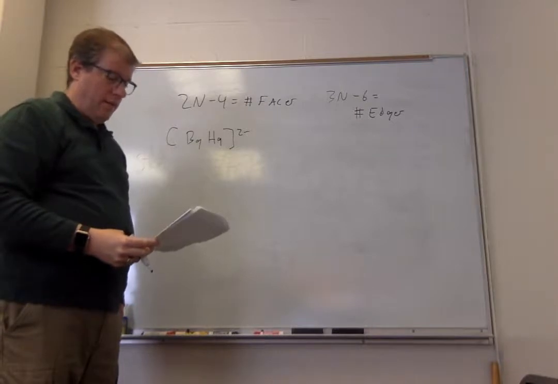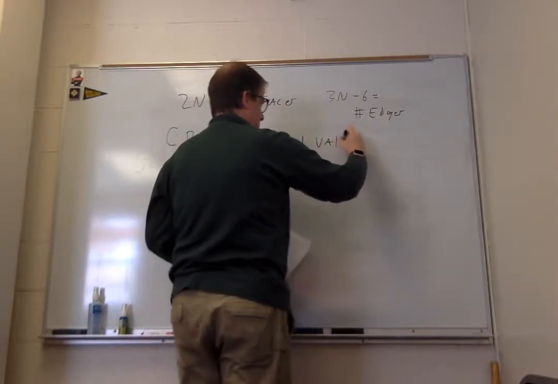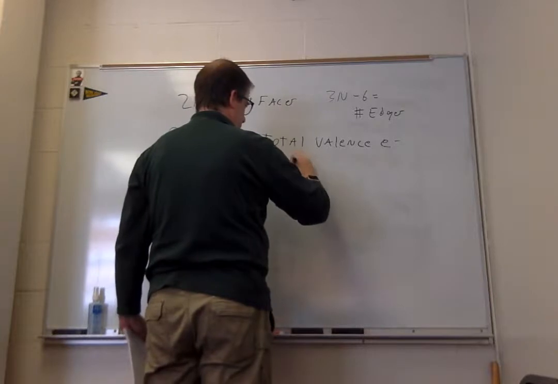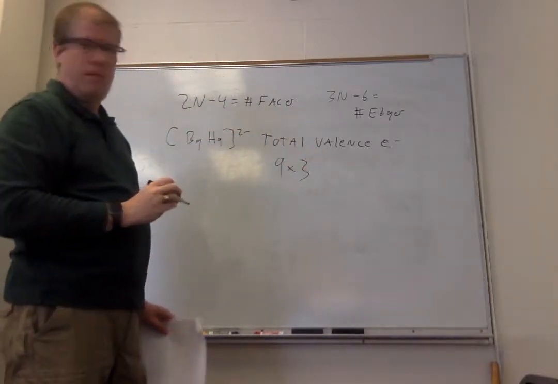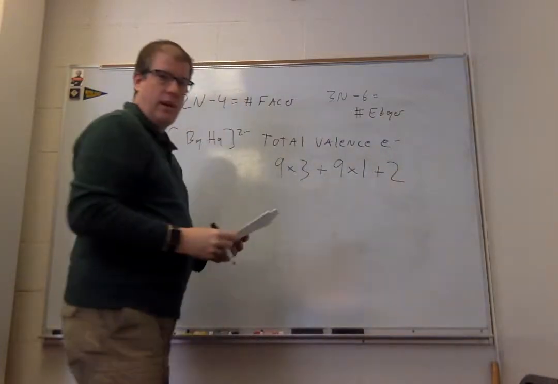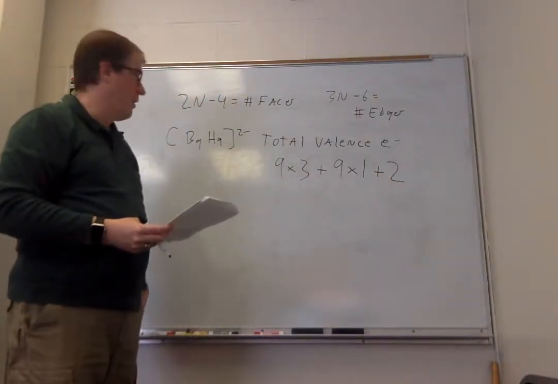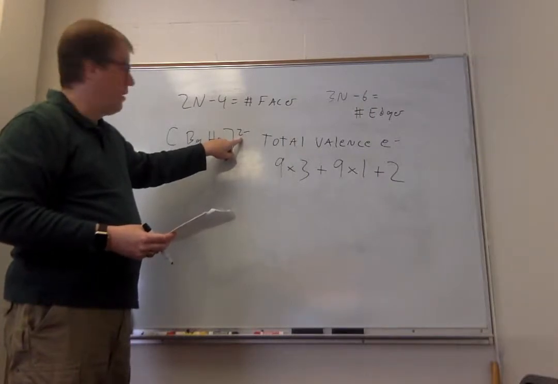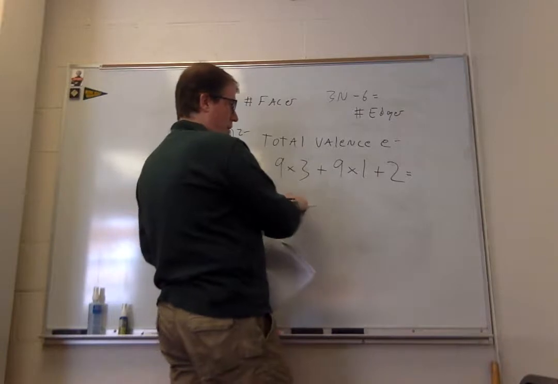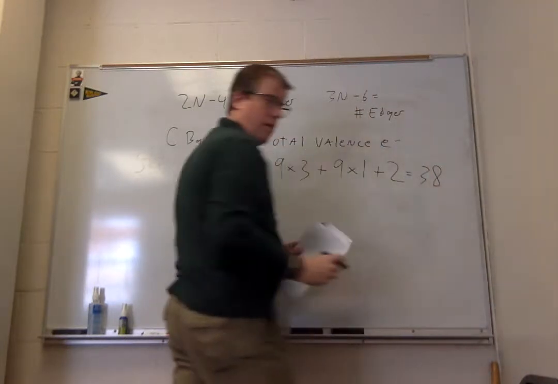B9H9 2 minus. So if we count the total number of electrons in this one, it's the number of borons, 9, times 3, plus the number of hydrogens, 9 times 1, plus 2. And again, this is the one people usually forget to add in there at the end, because you have the minus 2 charge, which means there's a superfluous 2 electrons in here to contribute to the total. And so if you add that up, you get 27 plus 9 plus 2, which is 38.